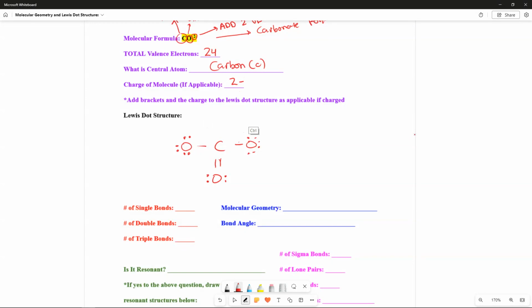And because it has a charge, we do need to put brackets around this and put the charge in the top right corner, 2 minus. That charge comes from this right there. Number of single bonds, we have 2, 1 double bond, and no triple bonds. The molecular geometry for CO3 2 minus, if we take a look, we have 1, 2, 3 bonded atoms with no lone pairs on the central atom. So this will be trigonal planar. Trigonal planar with an angle of 120 degrees.